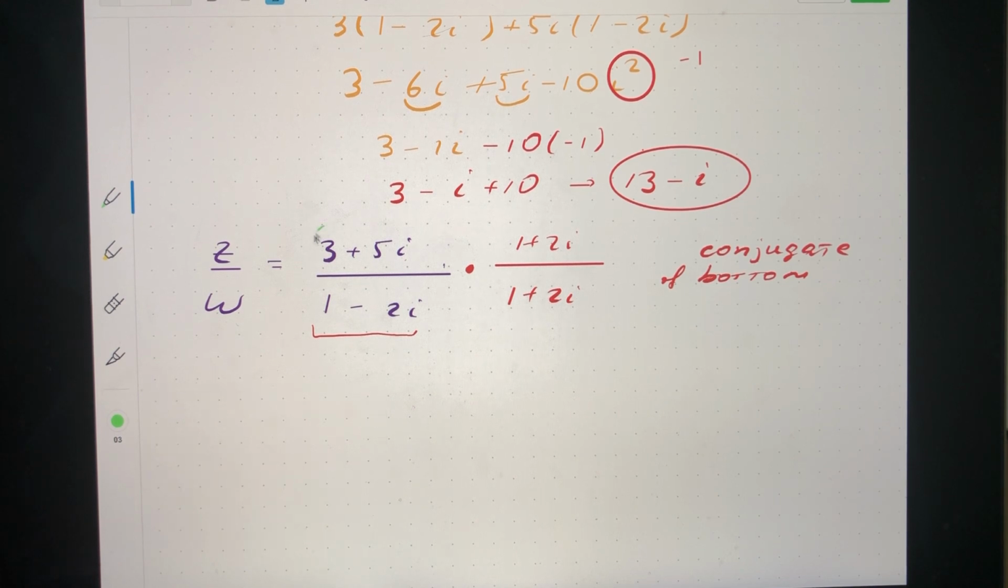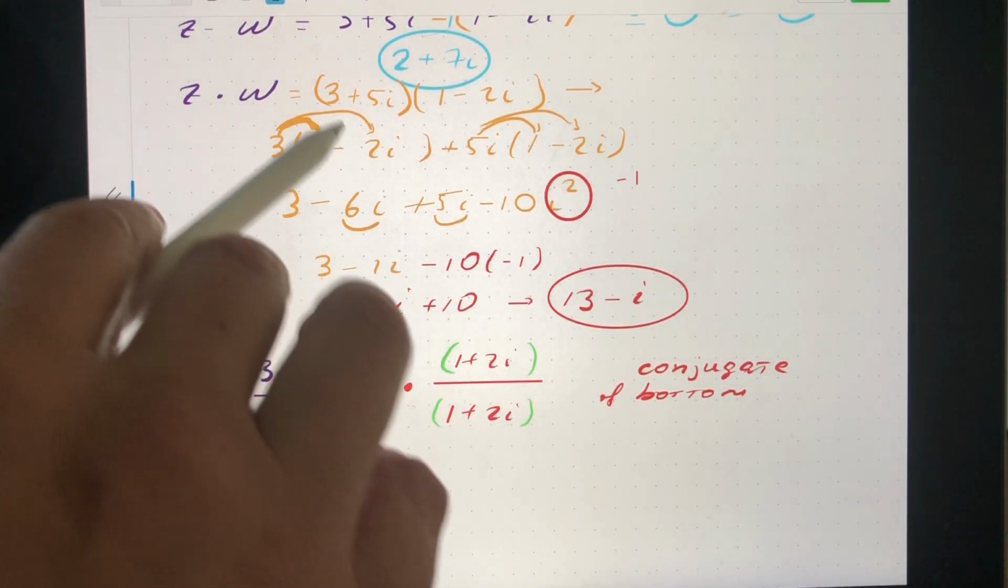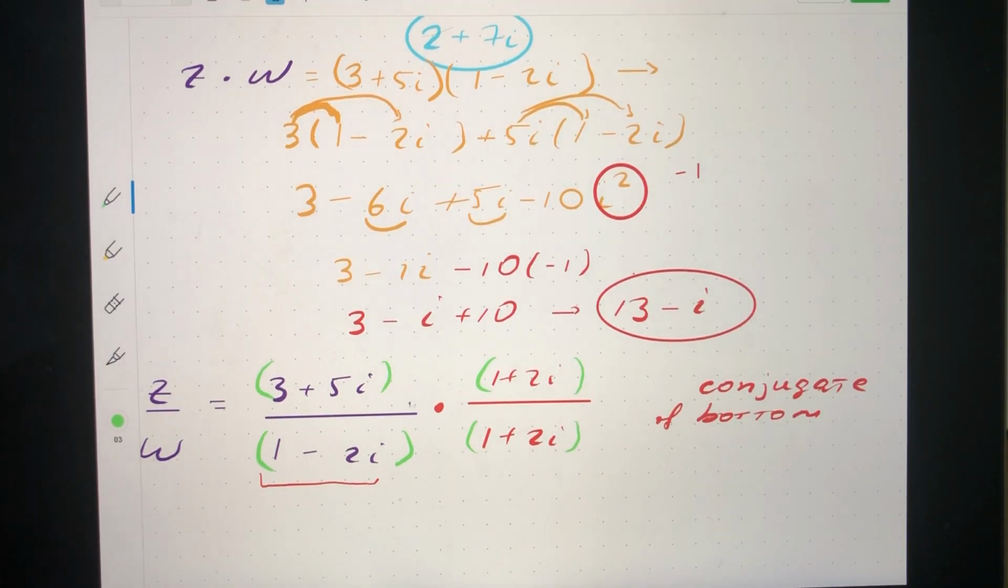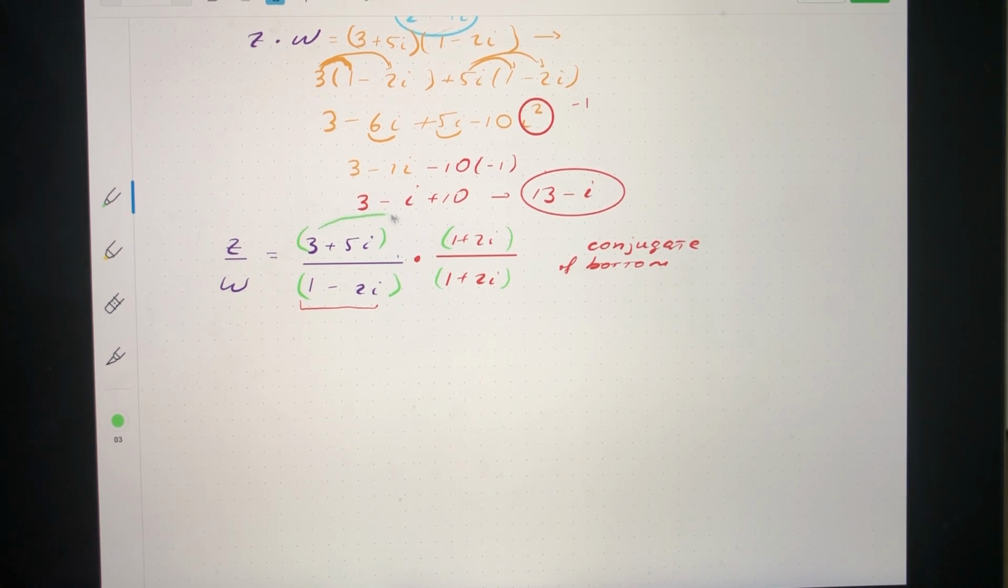We'll talk about why we do this in a different video. For now, we'll just do the multiplication to save the time. So now we do the same exact process twice that we just did over here. We multiply them through. So here is 3 times 1 is 3. 3 times 2i is 6i. 5i times 1 is 5i. 5i times 2i is 10i squared.